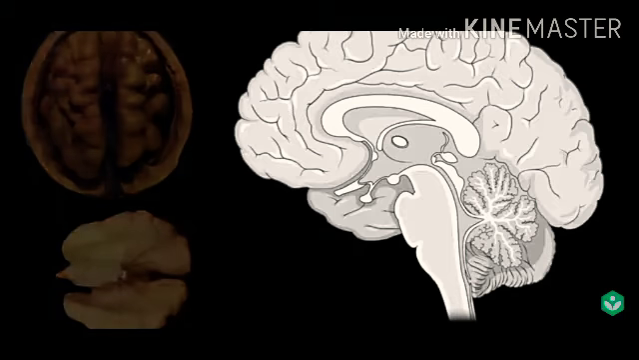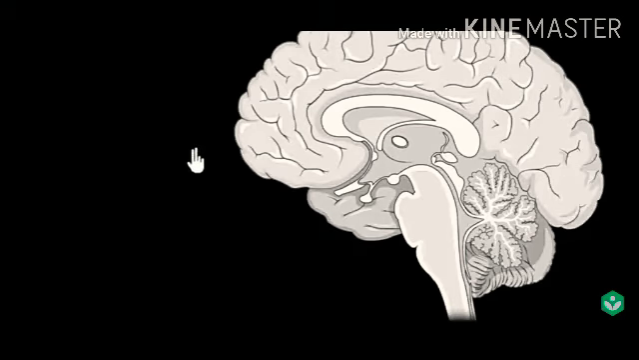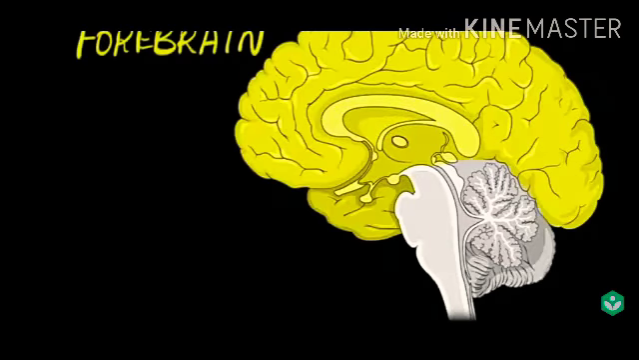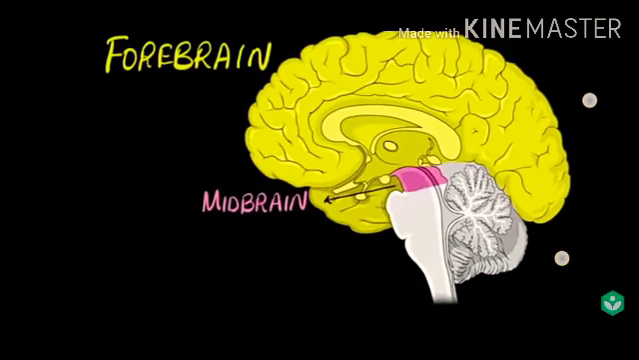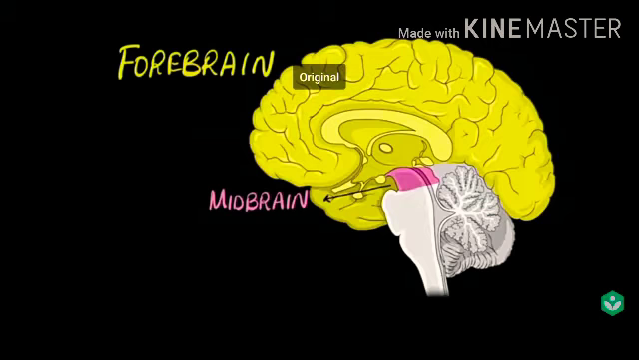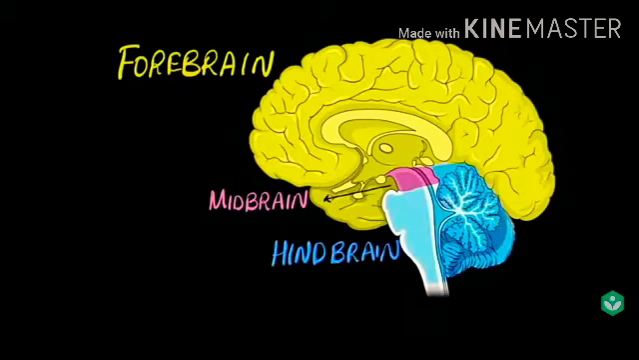So let's get rid of that and look at the different parts. We can broadly divide our brain into three parts. The forebrain, which is this big yellow section. The midbrain, which is this tiny pink section. And the hindbrain, or the lower brain, which is this blue section. Usually when we say humans have a big brain, we're basically talking about this forebrain section. And then the midbrain is actually the beginning part of the brain stem.